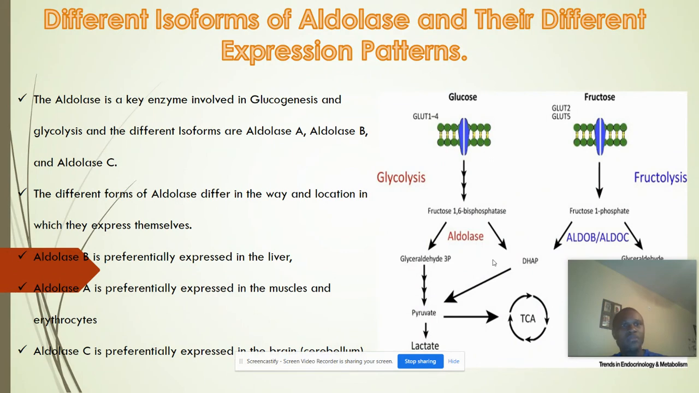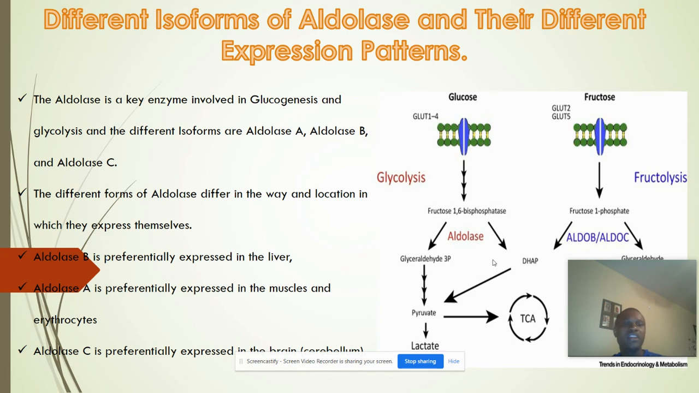Now, let's look at the different isoforms of aldolase and their different expression patterns. Aldolase is a key enzyme involved in gluconeogenesis and glycolysis. The different forms are aldolase A, B, and C. The different forms of aldolase differ in the way and location in which they are expressed.